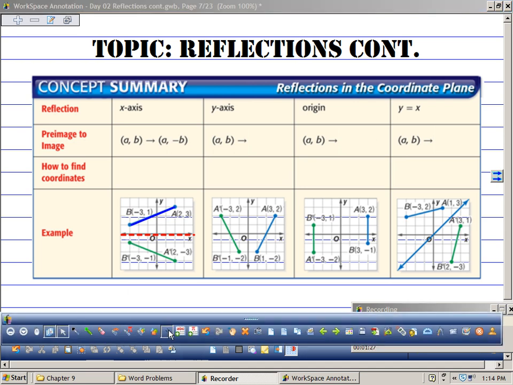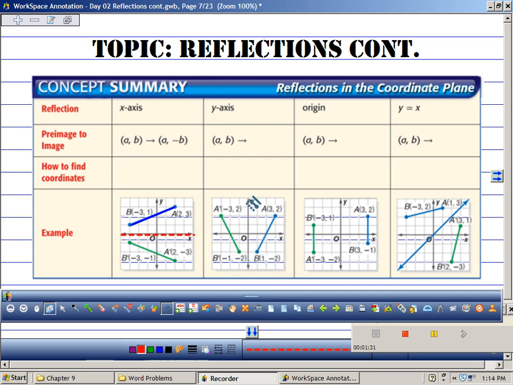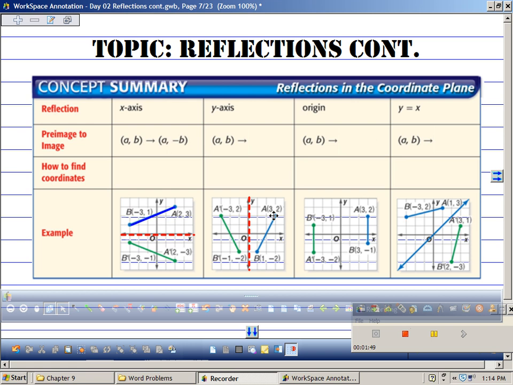Let's talk about the y-axis. If we're reflecting over the y-axis, is y changing? No. Y isn't changing. We're not moving across the x, we're moving across the y. Did we change any elevation from going from point A to point A? Elevation didn't change. Horizontally it changed, right? What value is horizontal, x or y? Horizontal, x.